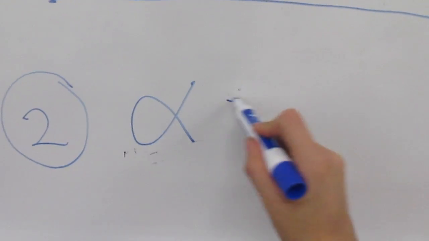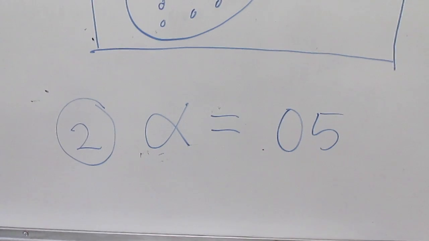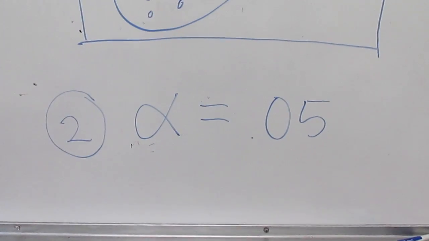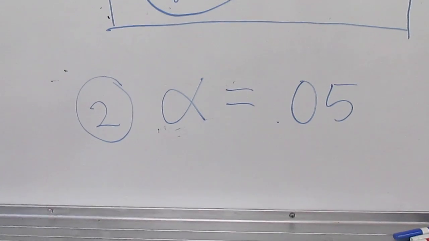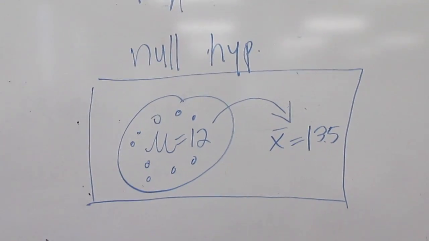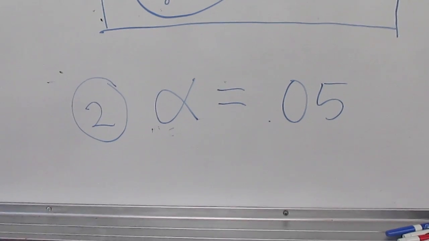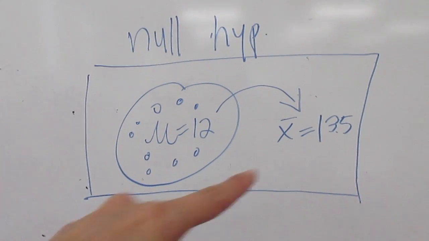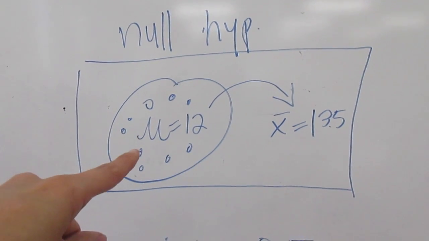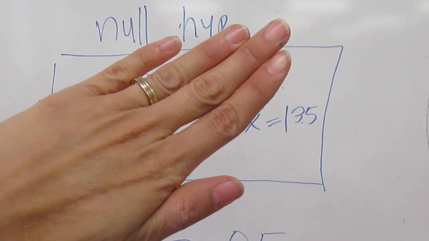So our alpha is really saying, okay, how likely or how unlikely does this thing have to be? It has to be pretty unlikely for us to reject this null hypothesis. We have to have a 5% or less chance that this sample was randomly drawn from this population for us to reject this as the null hypothesis.